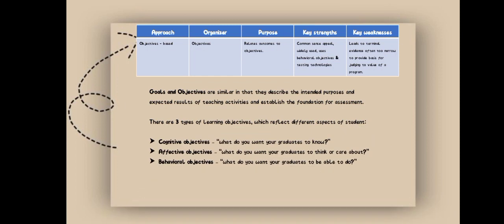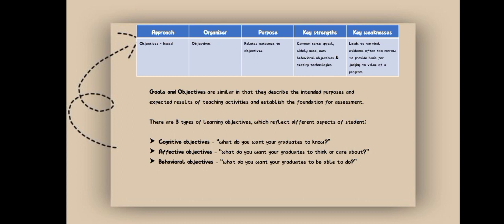So here we talk about goals and objectives. Goals and objectives are similar in that they describe the intended purposes and expected results of teaching activities and establish the foundation for assessment. As we can see in the module, objectives are given. There are three types of learning objectives which reflect different aspects of students: the cognitive objectives, affective objectives, and behavioral objectives.